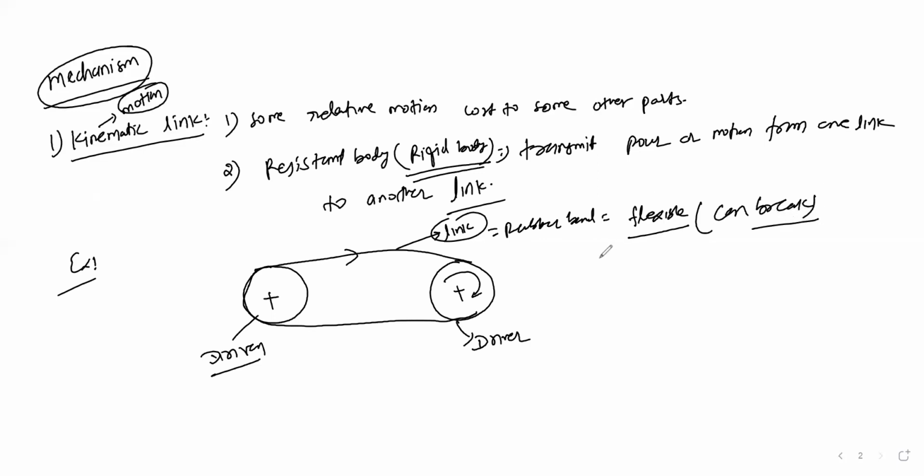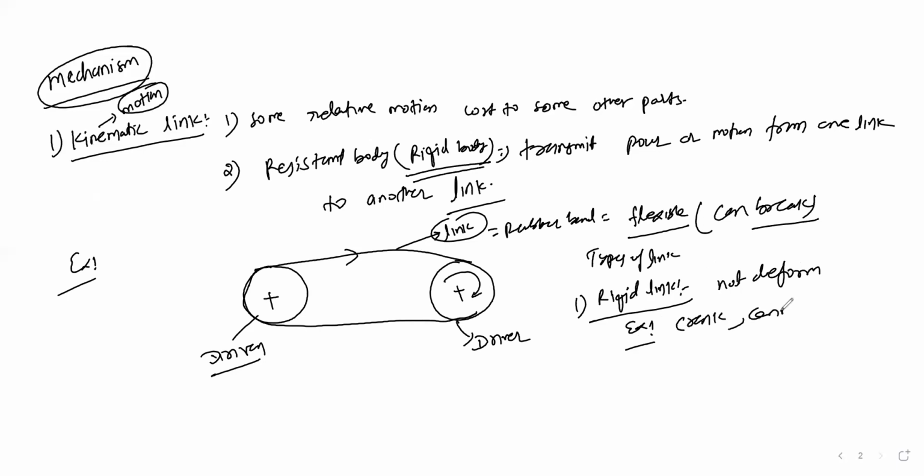So we have different types of link. The first one is a rigid link. It should have relative motion, and second, it should not deform. The example is a crank, a connecting rod, or a piston cylinder. So these are called rigid links.